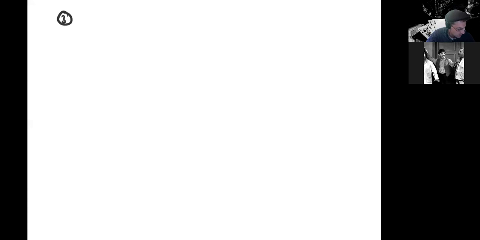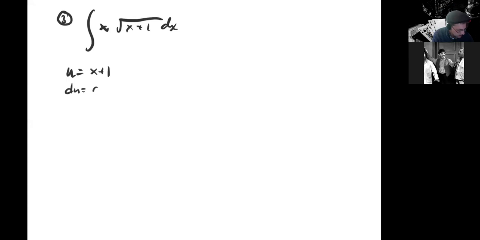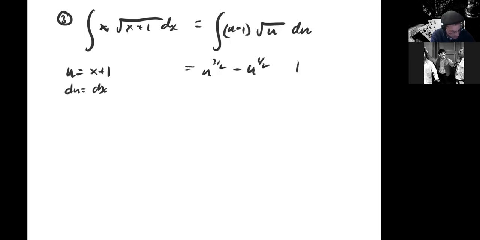So problem 3 is the integral of x times the square root of x plus 1 dx. Now, I pointed out you can do it either by integration by parts or substitution. I'm going to do it by substitution. I'm going to let u equal x plus 1, then du is dx. So this integral is, well, what is x? X is equal to u minus 1, times the square root of u times du, which is u to the 3/2 minus u to the 1/2 plus c, which is x plus 1 to the 3/2 minus x plus 1 to the 1/2 plus c. So that's the answer.